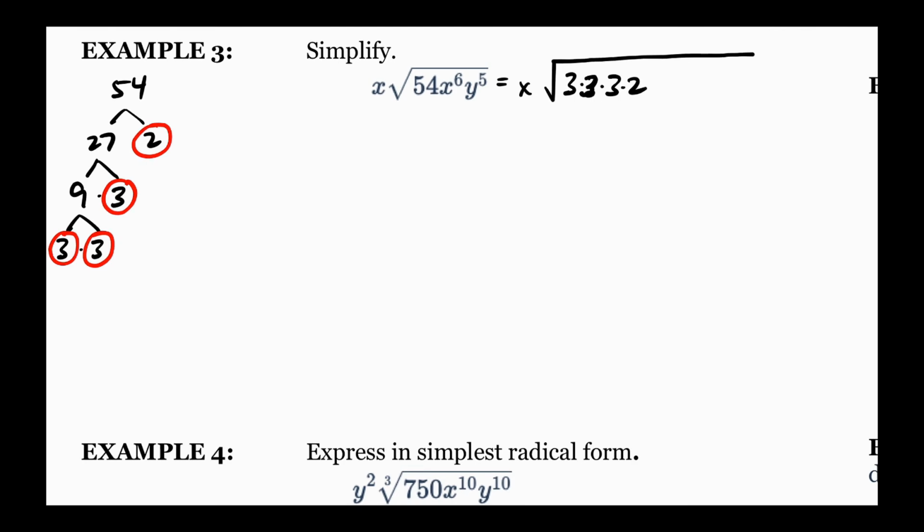Okay, so what does 54 break down to? Yep. 3 3s and a 2. Now let's bring in the x's. What does x to the 6th mean? How do I break down x to the 6th power?